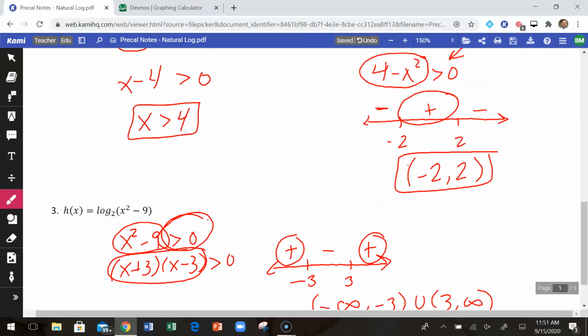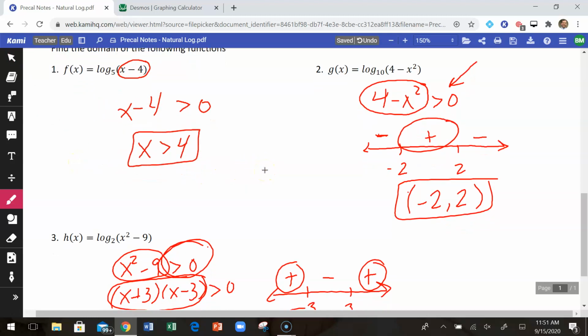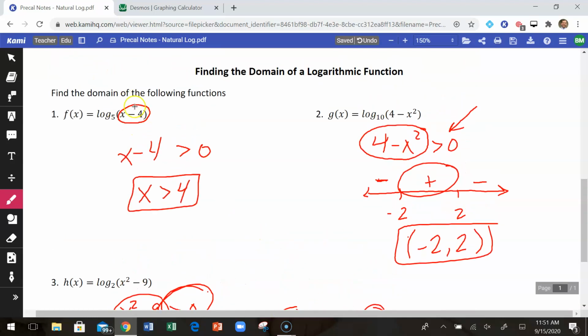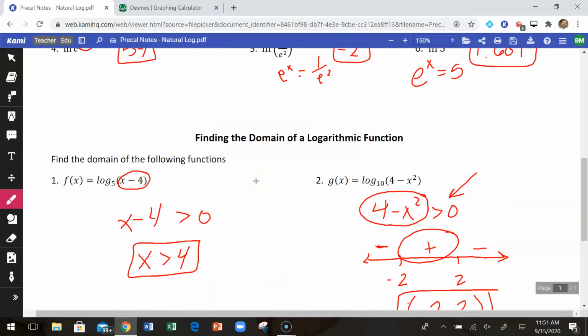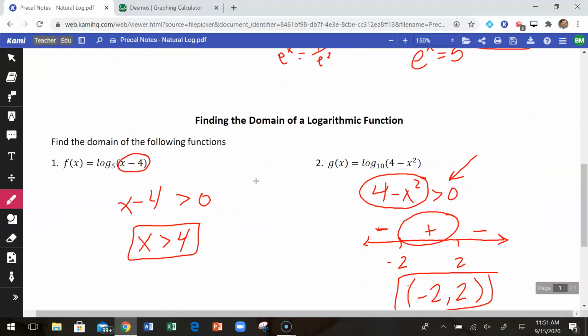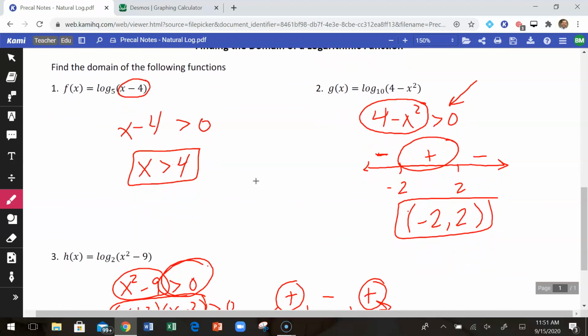The main point here is that when you're doing domain of a log, you are taking the stuff on the inside and setting it greater than 0 and then solving. Sometimes it'll be quadratic, which is a little bit more complicated, but if it's just a linear expression in there, it's pretty easy to solve. So natural log is log base e. Domain, take the inside part and set that greater than 0 and solve.